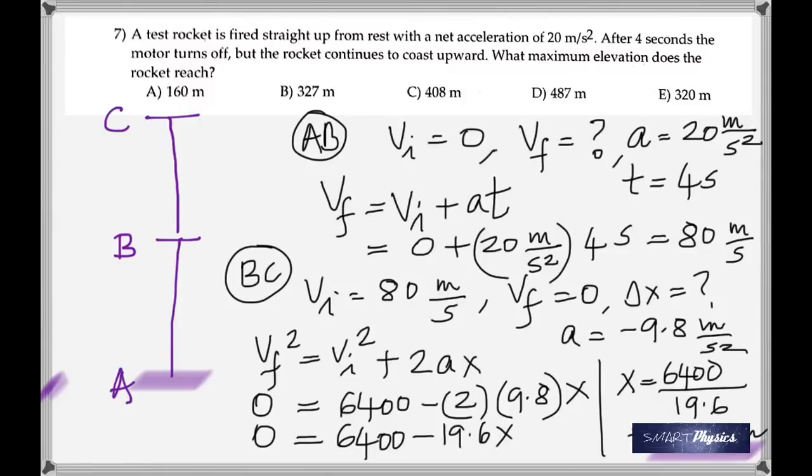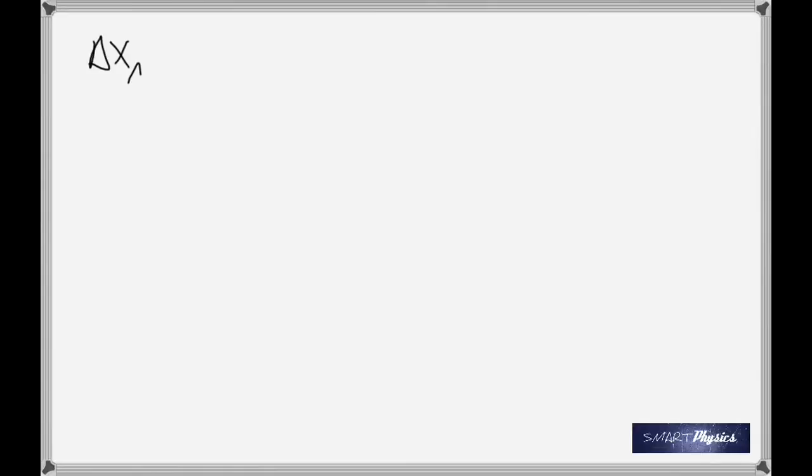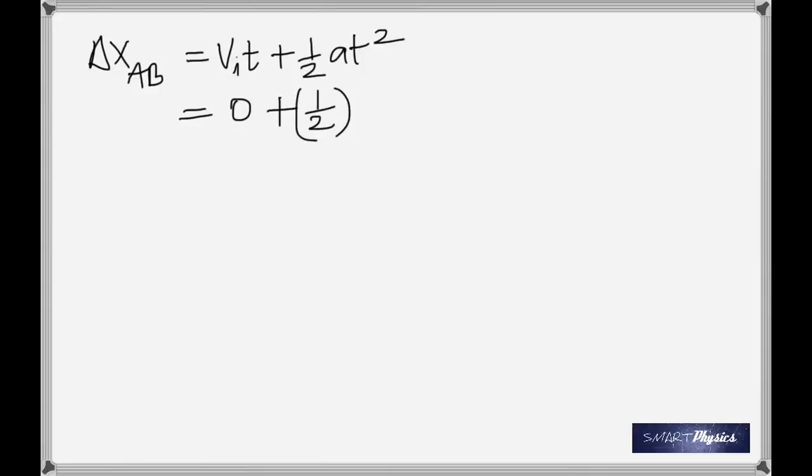For the part AB, we know the initial velocity, we know the final, we know the time taken. So this is what we're going to do. Use the formula Vi t plus 1/2 a t squared. And the first part becomes 0, of course. Second part is 1/2 times acceleration was 20, and it was for 4 seconds, and 4 squared is 16. So when you do all that, you get 160 meter.